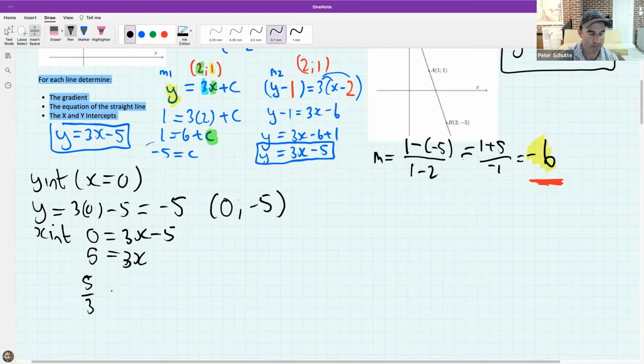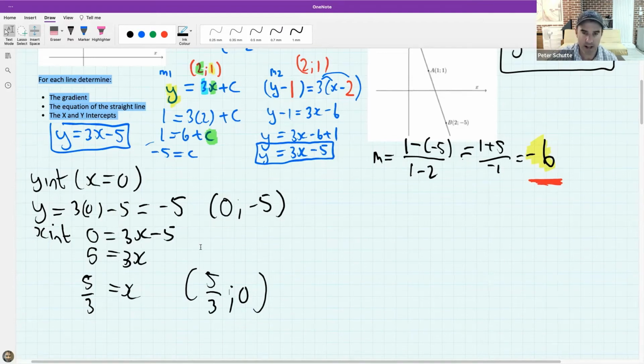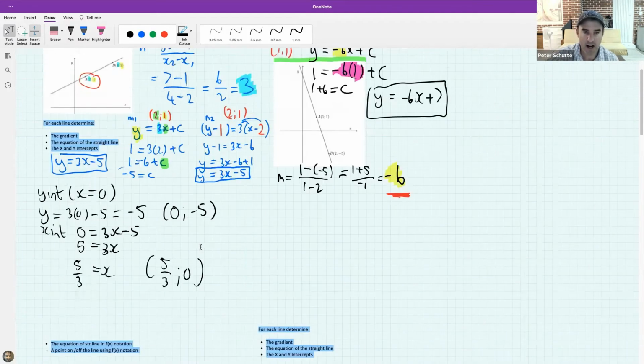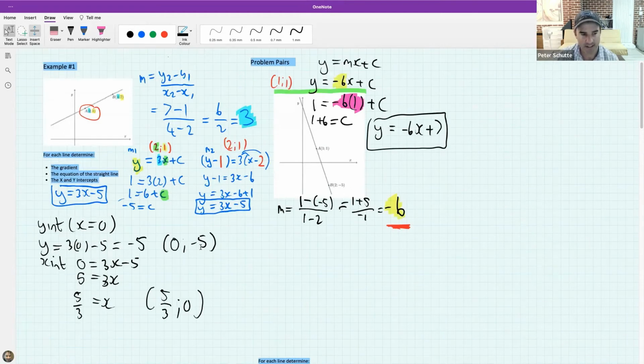So I divide both sides by 3, and I get my x coordinate as that. And so my x-intercept will be (5/3, 0). Now, what I would like my students to do is find the x and y intercept for the second example. I want you to prove to me that you can find the x and y intercept for the second example. Over to you guys.